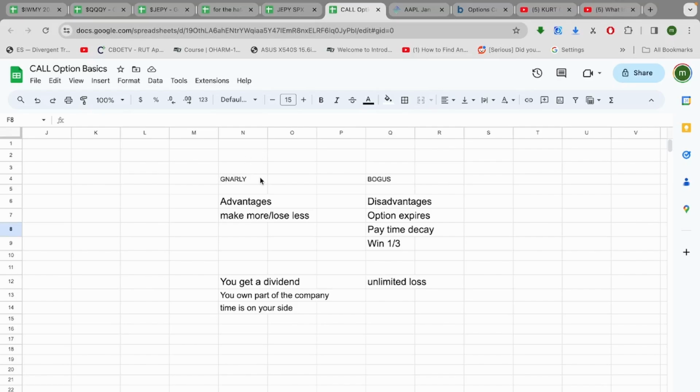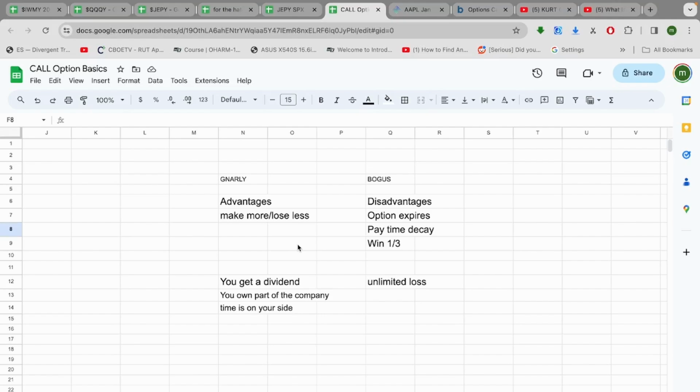I'm going to call it gnarly and bogus, since I went to high school in the 80s and college. All right, so the gnarly thing about owning stocks is you get a dividend and you own part of the company. You don't own part of anything when you own an option. You're renting upside if you buy a call, but you don't own anything.